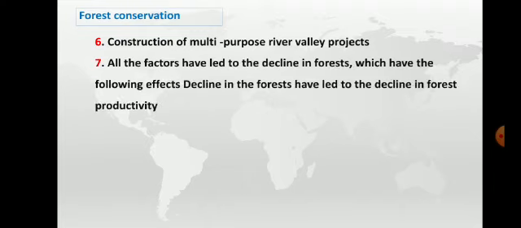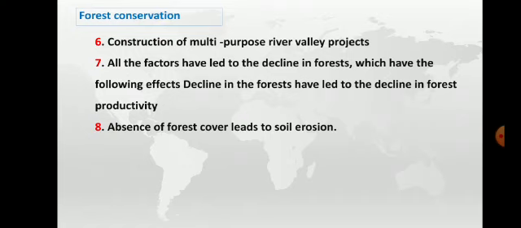Next we'll see what are the effects of all these things. Decline in forests has led to the decline in forest productivity. So as forest has declined, you can see we get fewer forest products, isn't it? Next is absence of forest cover leads to soil erosion. So here when forest is not there, then soil erosion will be more.